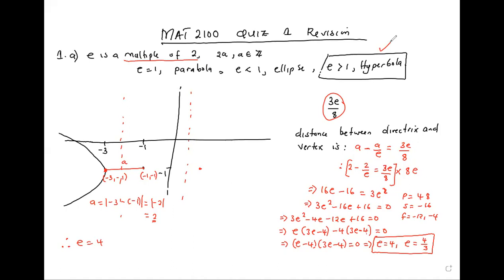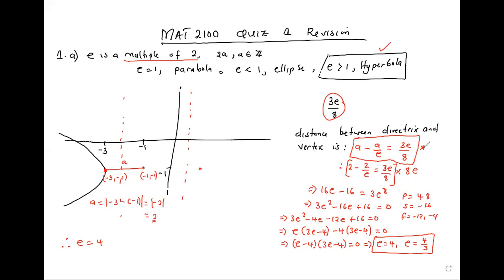So what was key here is having this. Very, very important: the formula for the distance between the directrix and the vertex. Excuse me, sir, so that 8 is also part of the formula? No, the 3e over 8 was a given distance in the question. Yes, so the formula will just be a minus a over e.